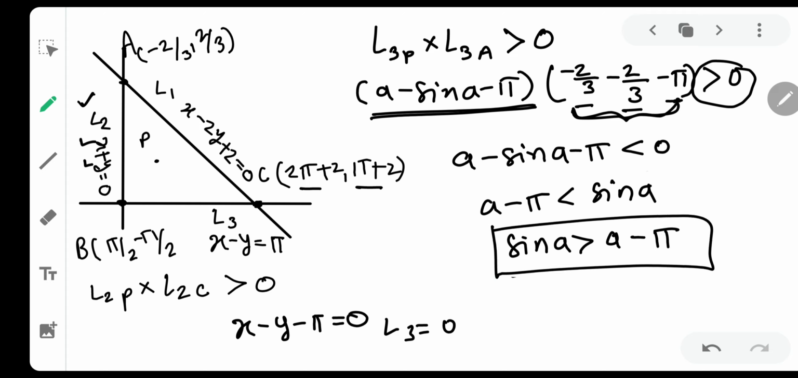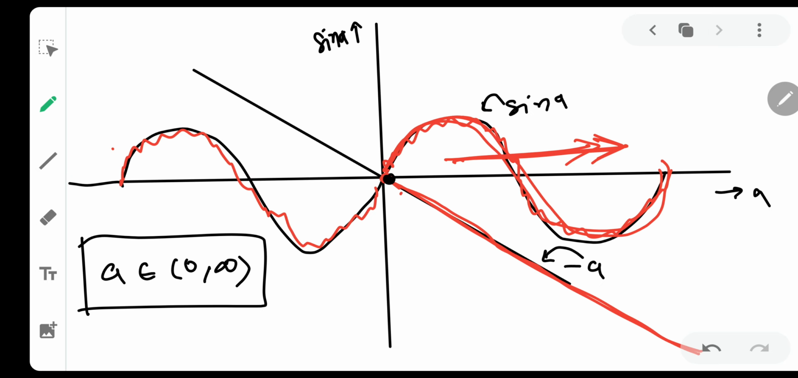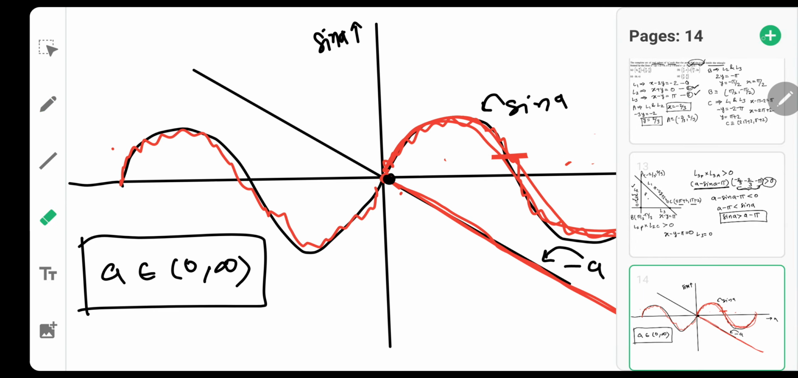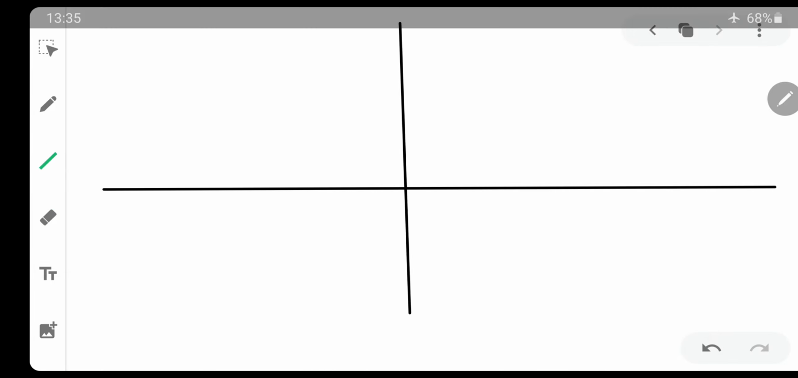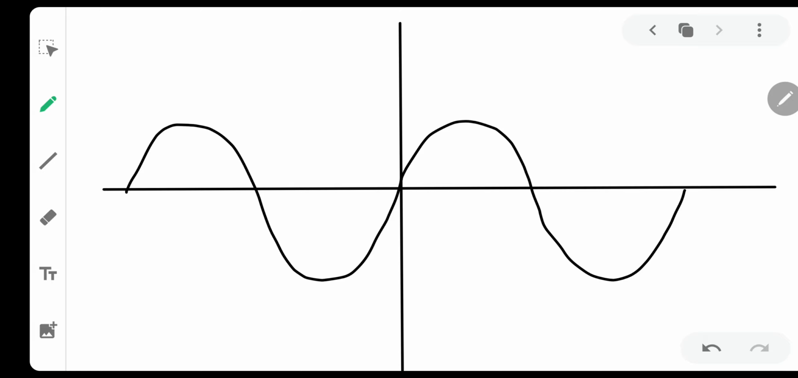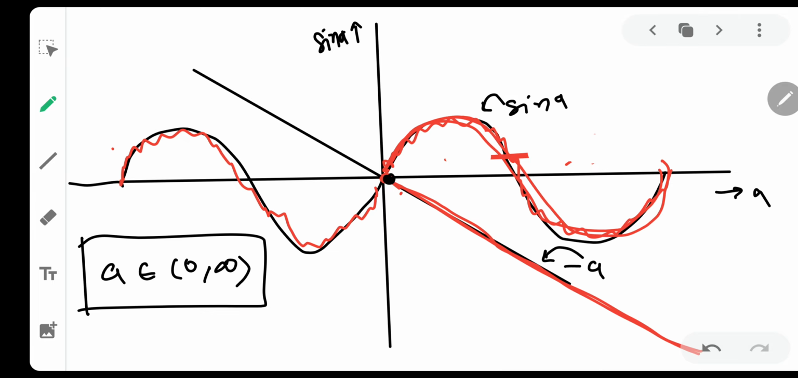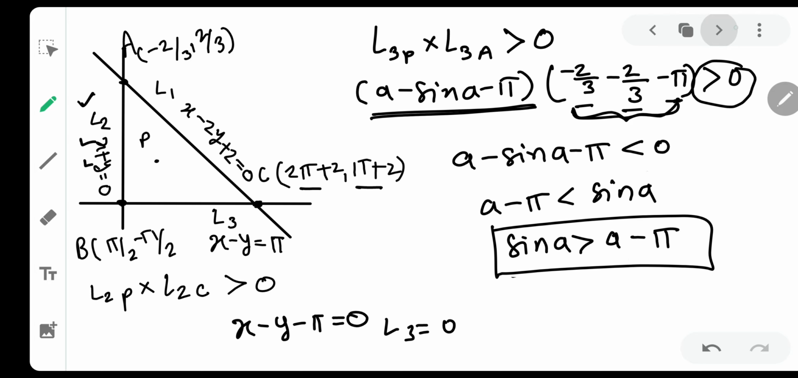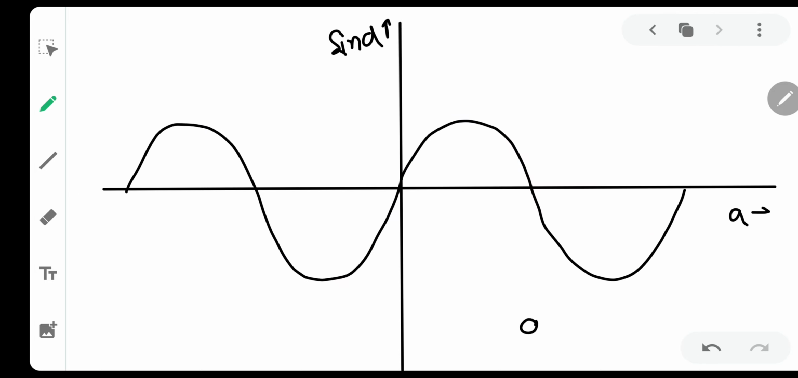Now we need to solve this inequality. Now how to solve this inequality? On the same graph, I have it drawn. Okay, let me take another page because I want it crystal clear. So let me draw that graph once again. This is my graph of sin A. Over here on the y-axis you have sin A, and over here you have A. So sin A is drawn and what you need is A minus pi.